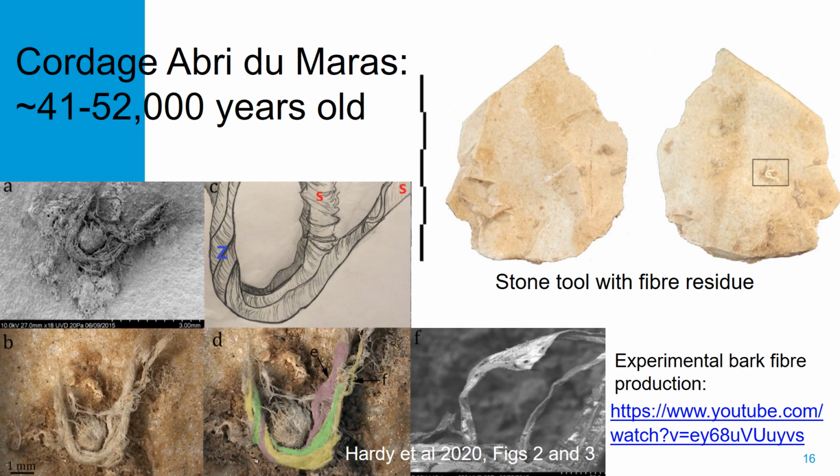Now we're going to zoom in a little bit in terms of the scale of the plant remains. At the excavation of Abri du Maras in France, there is evidence of fiber technology, and this comes in the form of a tiny residue, a 3-ply cord fragment made from inner bark fibers. These minuscule remains were found on a stone tool that you see here on the right hand side.